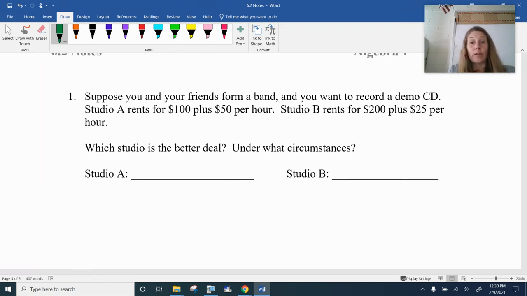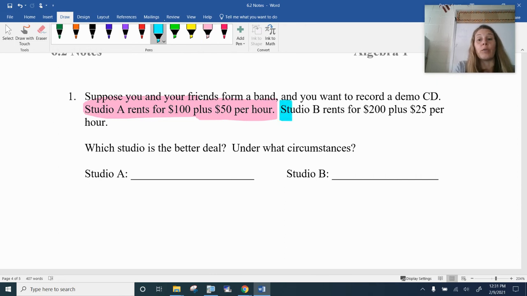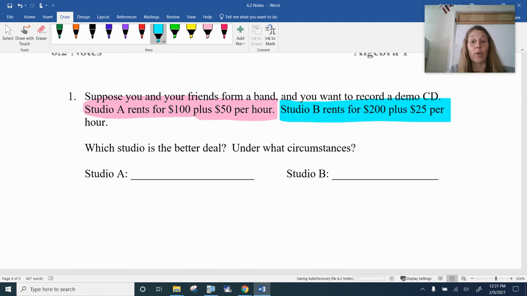So suppose you and your friends form a band and you want to record a demo. Studio A rents for $100 plus $50 an hour. Studio B rents for a $200 fee plus $25 per hour.